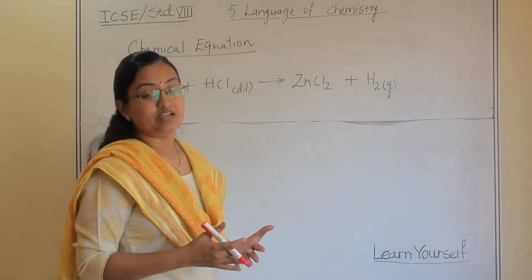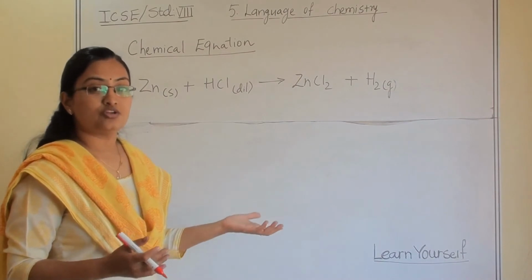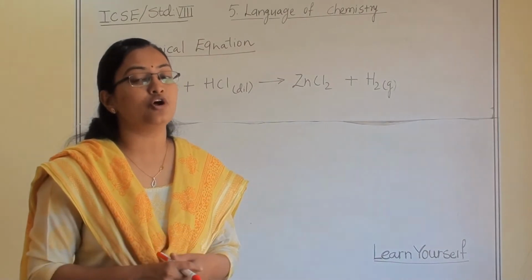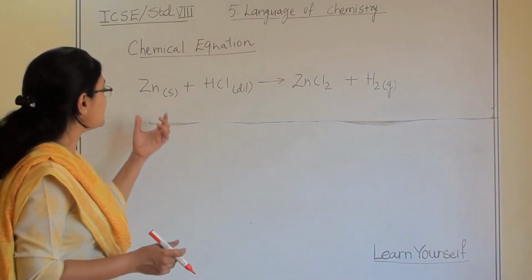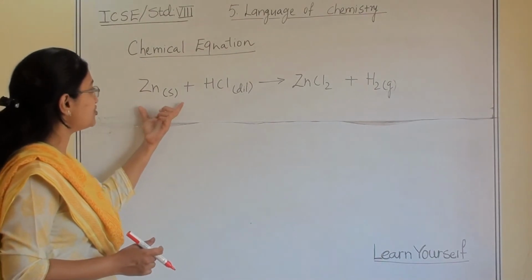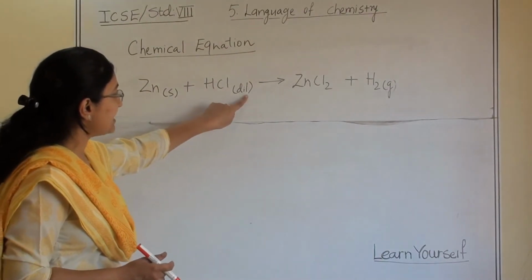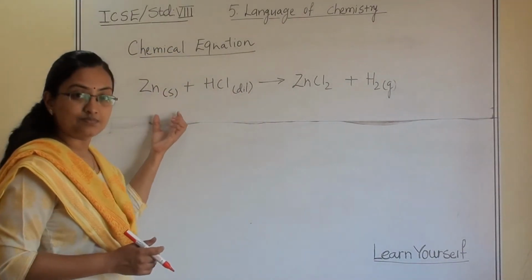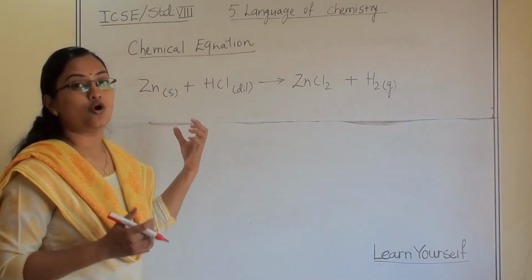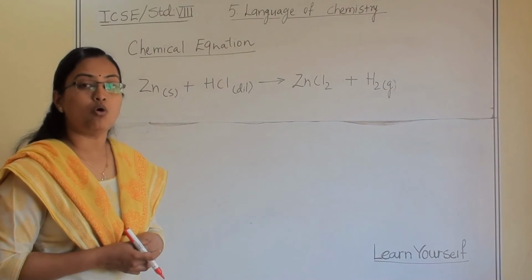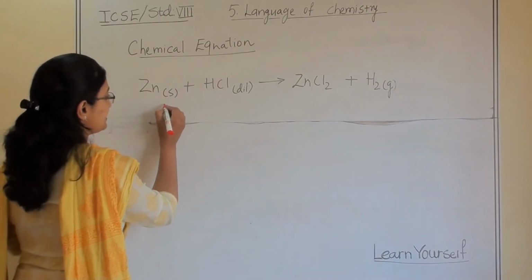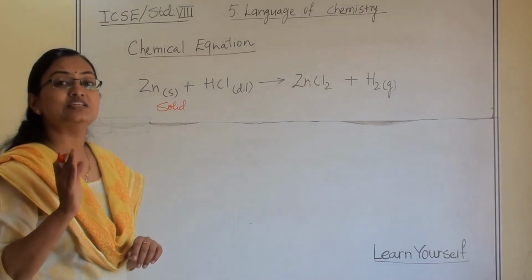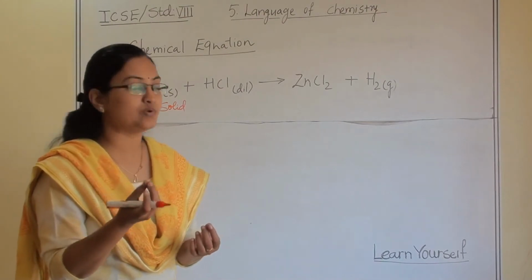Now let us understand, when we are writing a chemical equation, what all things we are mentioning in it and what all information we are getting from the particular chemical equation. So this is our molecular equation. In this I have mentioned this S, D, I, L and G. Whenever we write this type of symbol in subscript, it shows the state of that particular compound or element. For example, S here says that zinc is in solid form. That means we are taking zinc granules.